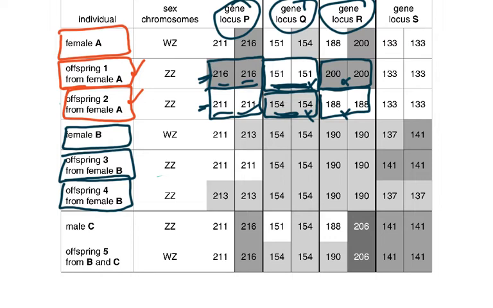And then offspring 3 and 4, how are they different? They are different also at P and S. So 3 and 4 are different at P and S here. So this is different and this is different. So offspring 3 and 4 are different at loci P and S. So this is how you had to do that part of the question.